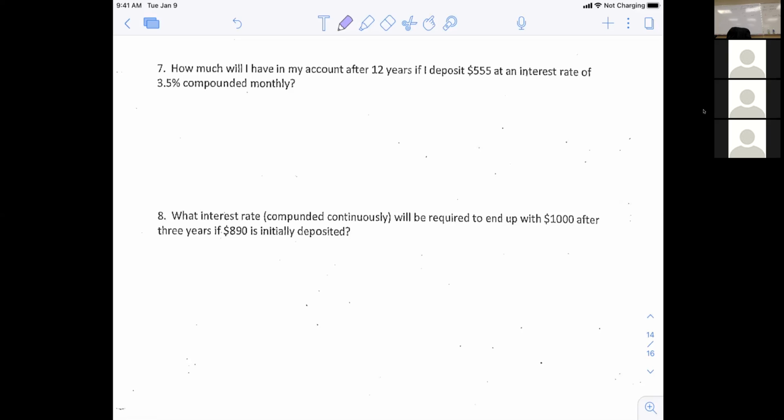You shouldn't use none of it. I actually messed it up earlier. So this one says it's entirely continuously, so you can use this one here. You said it was monthly, but we didn't know it was monthly.